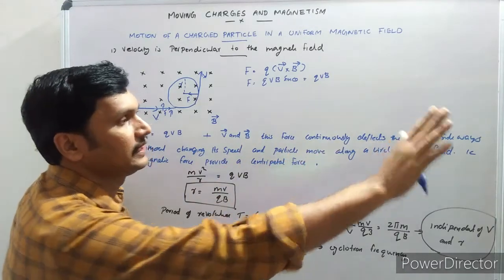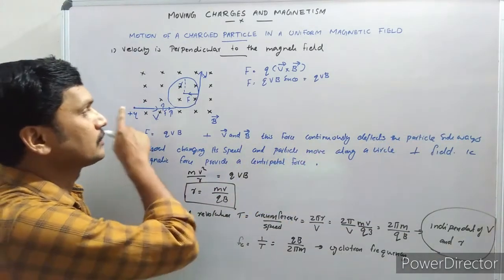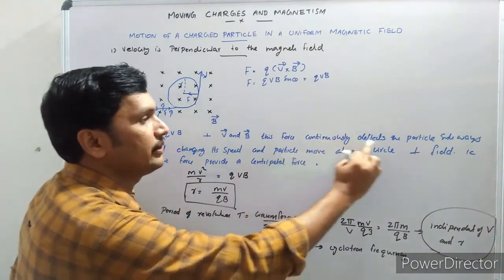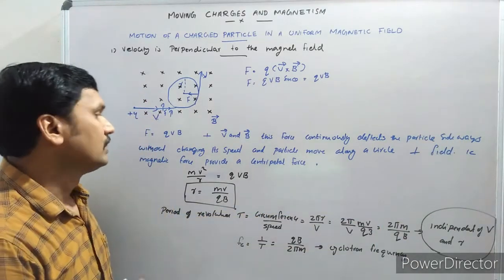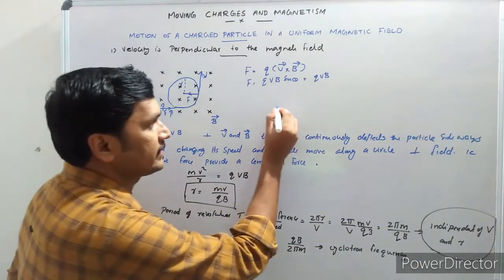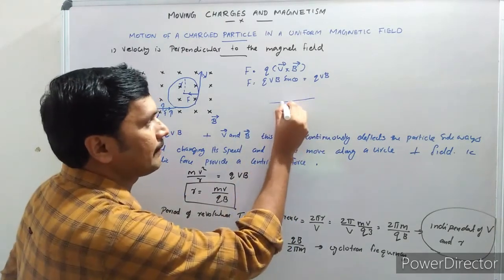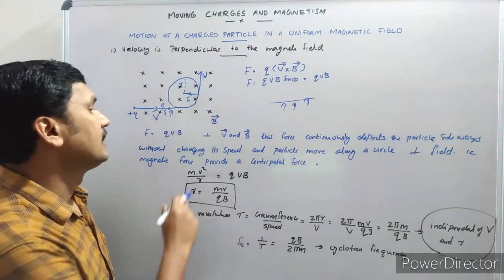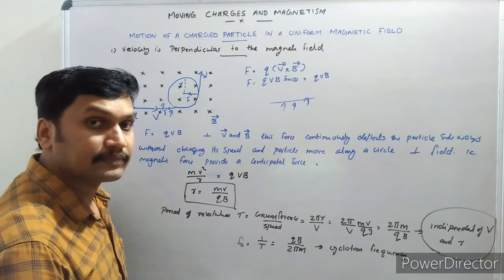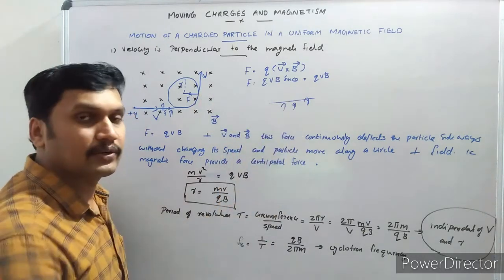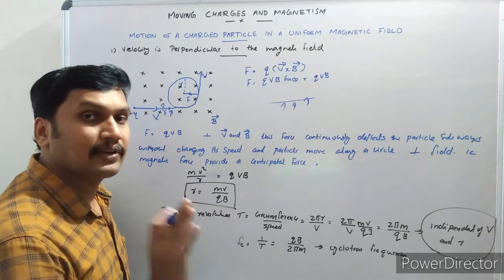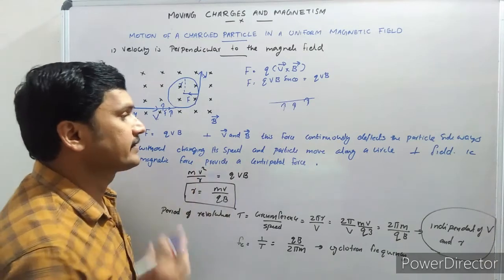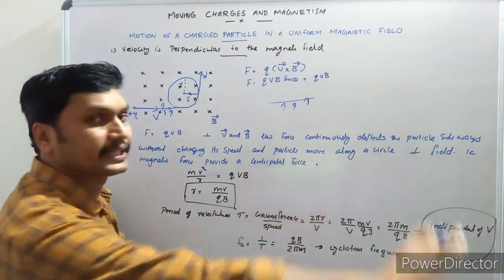This force continuously deflects the particle. The charge is trying to move along a straight line, but this force is acting upward, so it continuously deflects the particle sideways without changing its speed. You know that the force is acting perpendicular to the velocity, so it does not do any work. So the velocity is not changing. The speed of the charge remains the same, and the particle moves along a circular path.